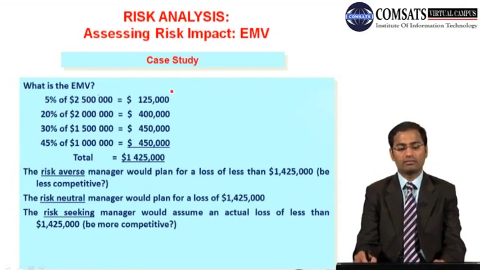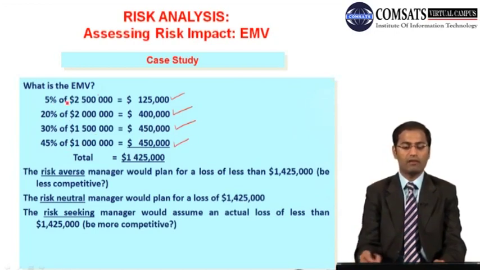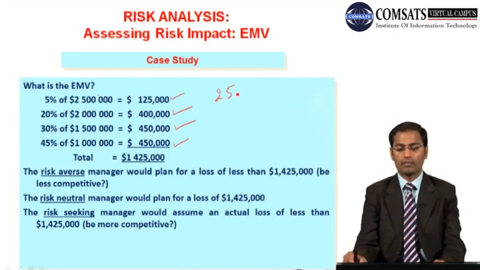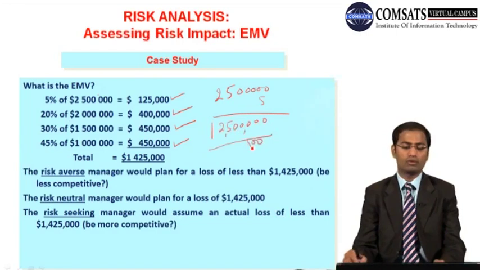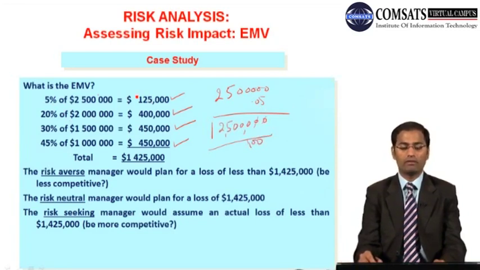So 5% of 2.5 million, 20% of 2 million, 30% of 1.5 million, 45% of 1 million. So if you multiply and then divide by 100, because you are multiplying with percentages, you are left with 125. Now add these values, and you are getting 1.425 million. So this is the expected monetary value.